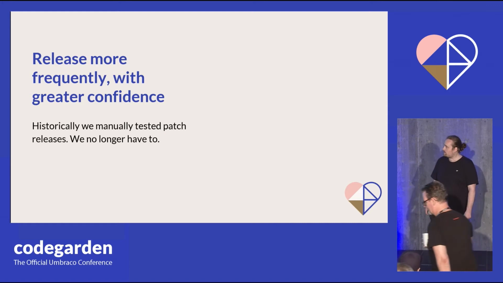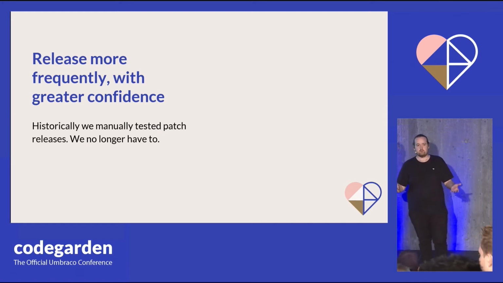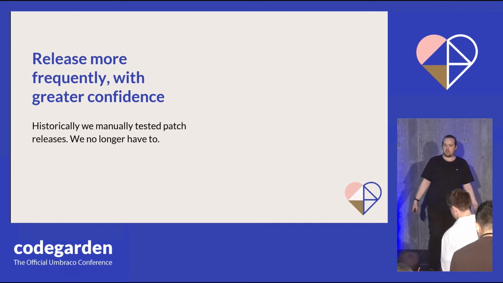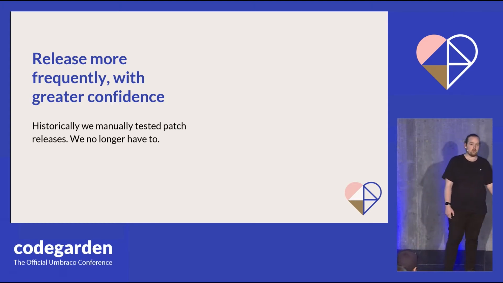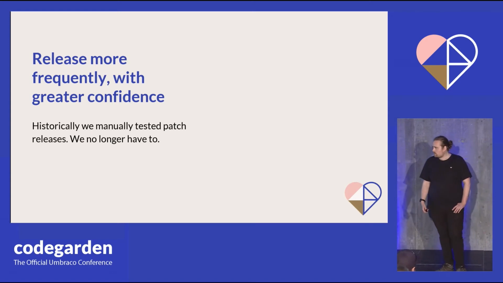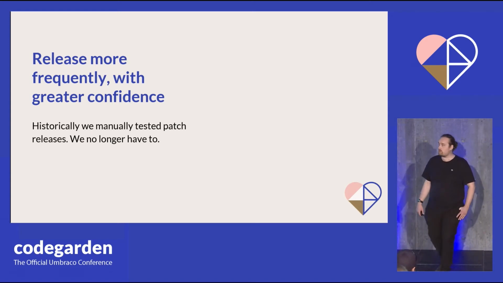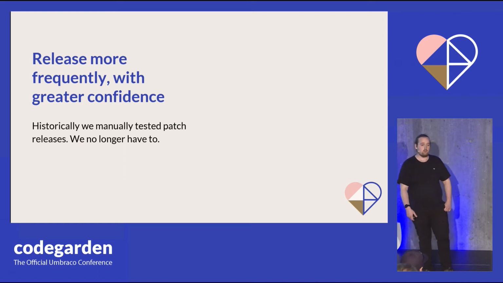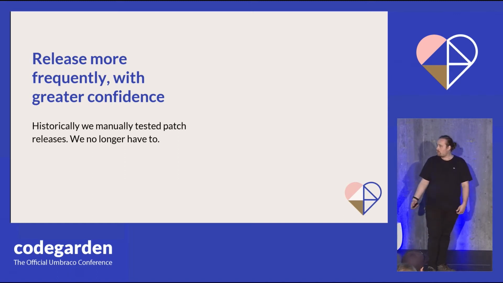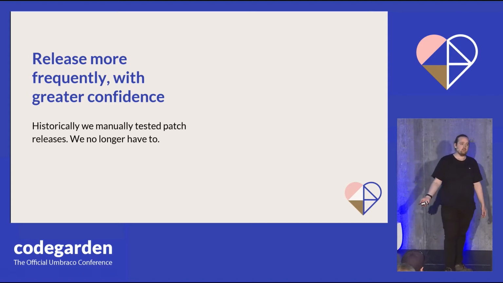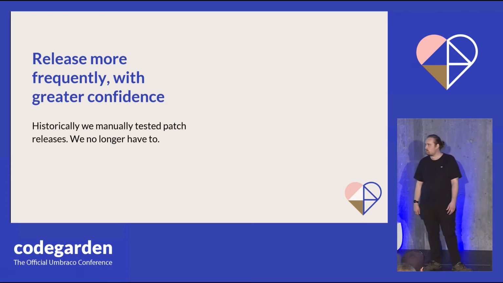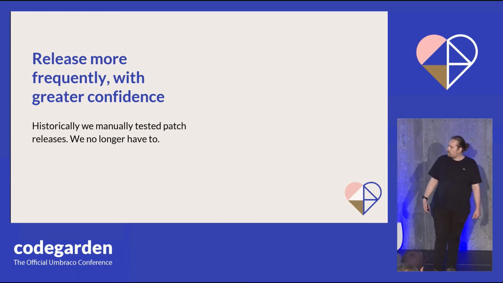Now, furthermore, since acceptance tests reduce the time cost of doing a release, you can also release more frequently, and you can do so with greater confidence. Historically, like I just mentioned, we used to manually test all of our patch releases. But now that we have a pretty okay acceptance test suite, we no longer have to, so making a patch release is no longer a 1.5 day event, it's like, I don't know, 2-3 hours and we're good to go. So this makes a lot of sense in the end.